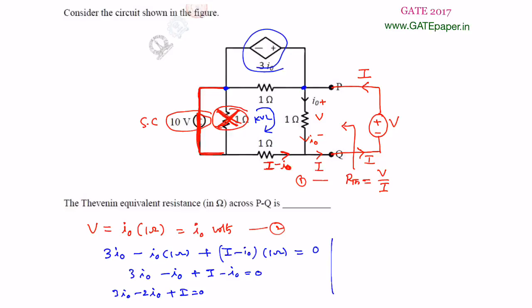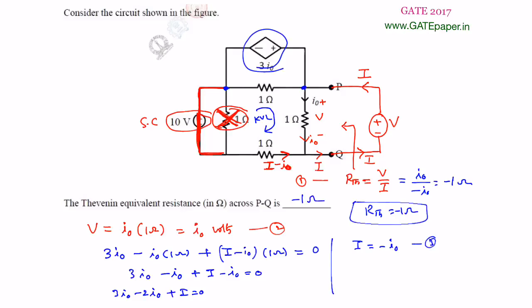So this you can write as 3I0 minus 2I0 plus I is equal to 0. From this one you can write I is equal to minus I0. This is the third equation. And RTH can be calculated from V by I. V is given as I0, and I is minus I0. The I0 cancels, and what you will get is minus 1. So Thevenin's equivalent resistance across P and Q terminals is minus 1 ohm. The right answer for this question is 1 ohm.